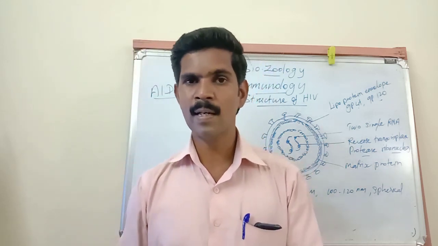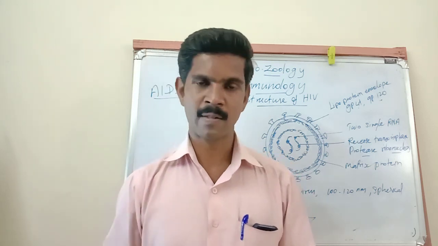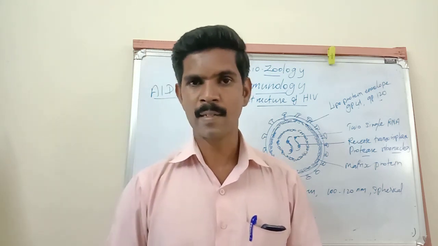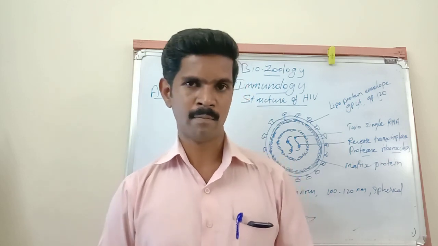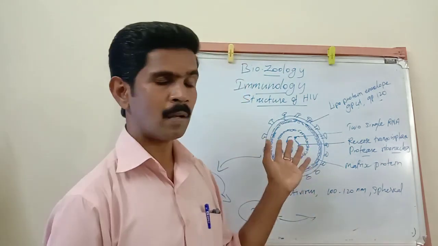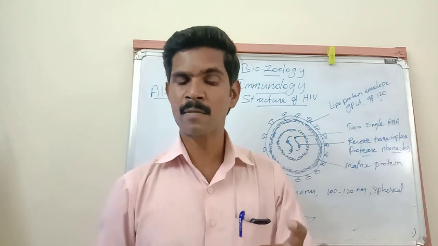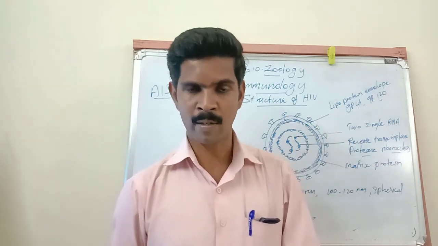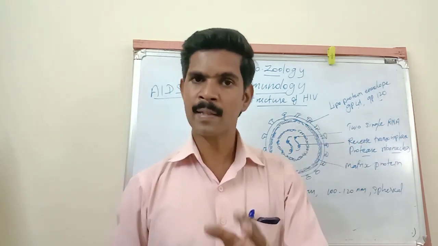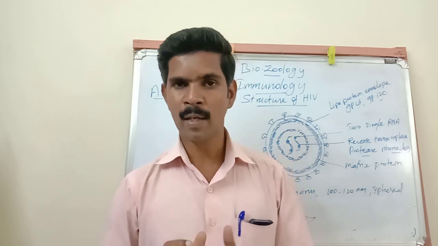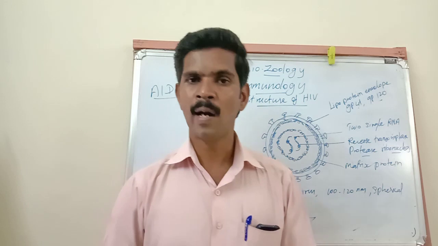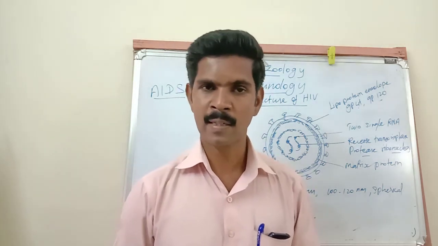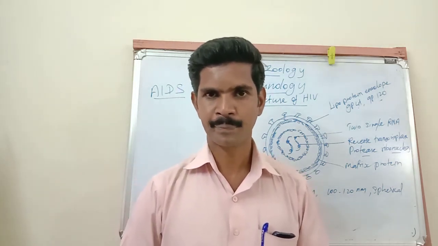The second one is the Western blot test, a confirmatory test. This test is used to detect the viral core protein. If the proteins of this virus are present in the person's blood or body, it indicates the HIV virus is there. So ELISA test and Western blot, these two are the important tests used to detect this HIV virus.